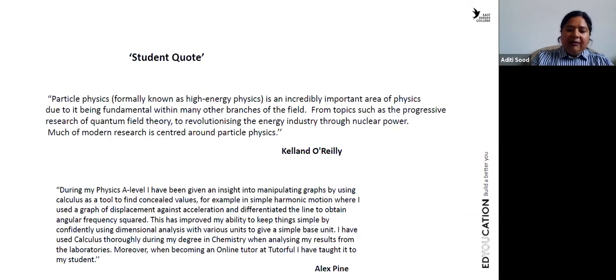For example, Alex has written that he developed the technique of manipulating graphs by using calculus as a tool to find concealed values. For example, in simple harmonic motion, I used a graph of displacement against acceleration and differentiated the line to obtain angular frequency squared.